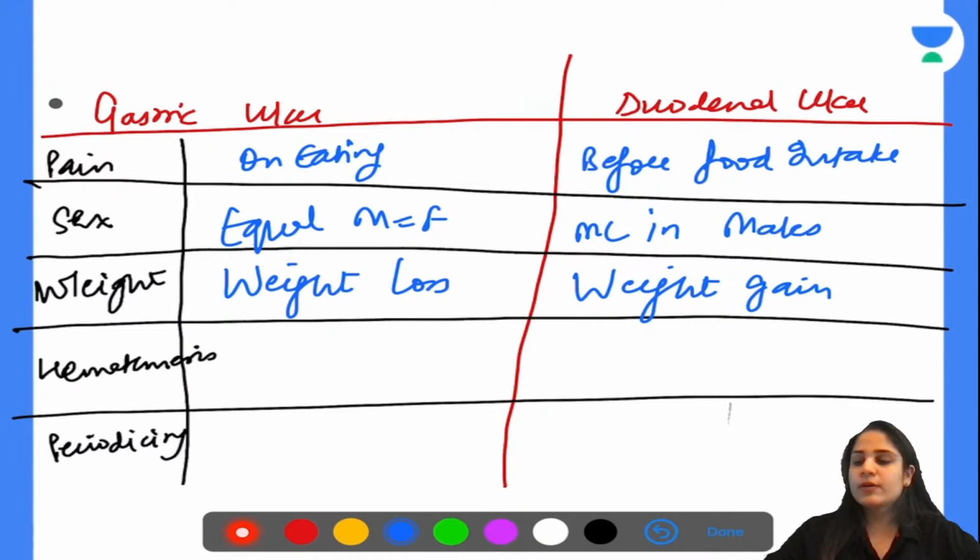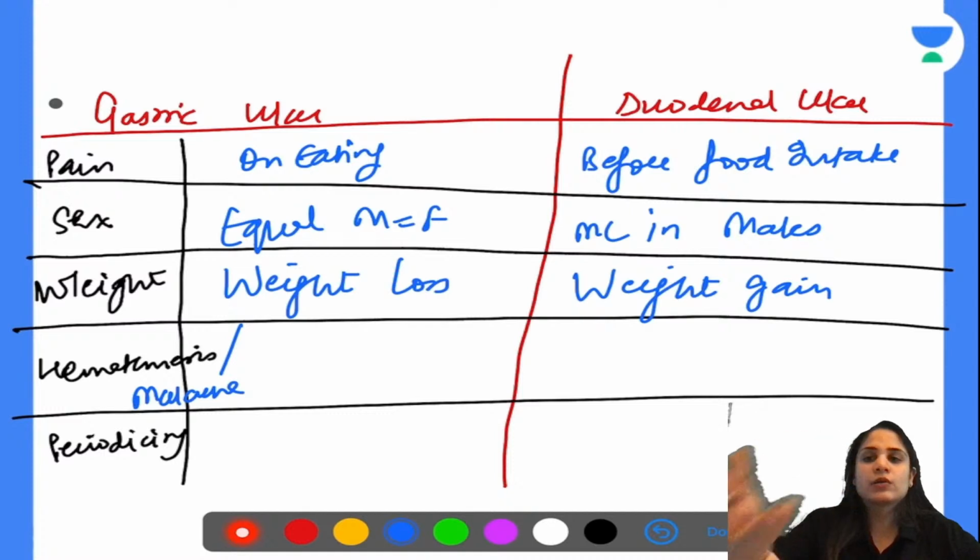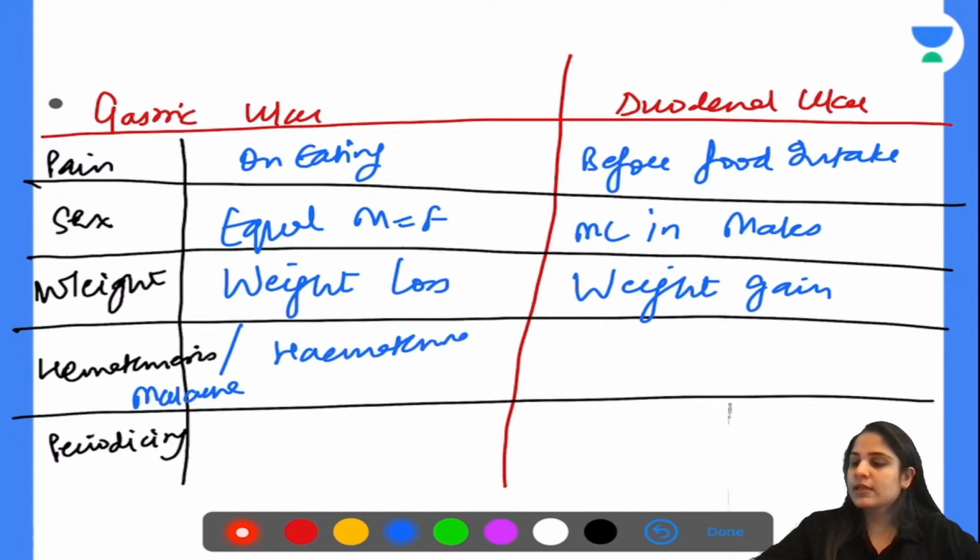Then what about hematemesis and melena? Okay. So if we are talking about gastric ulcers, it's more common that you will throw out the blood outside. So you will have more of hematemesis. On the other hand, if you're talking about duodenal ulcers, the blood will tend to go down from the duodenum into the large intestine and then down through the stools. So there will be more chances of melena.